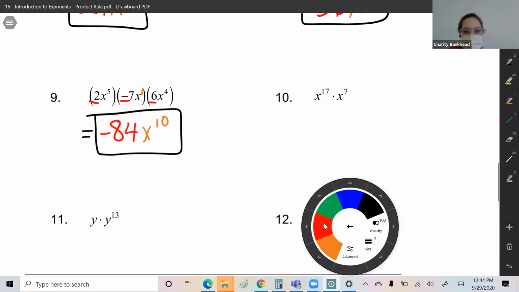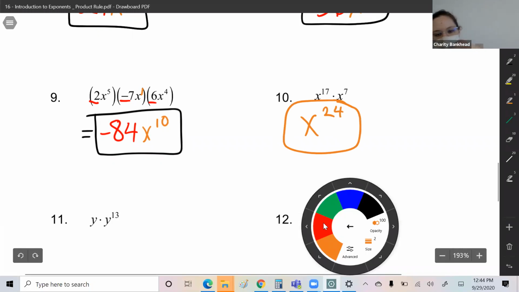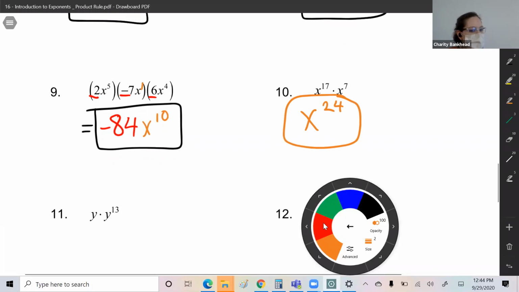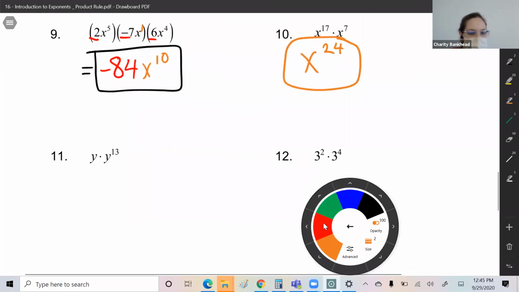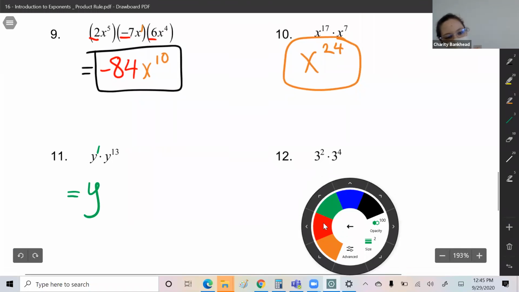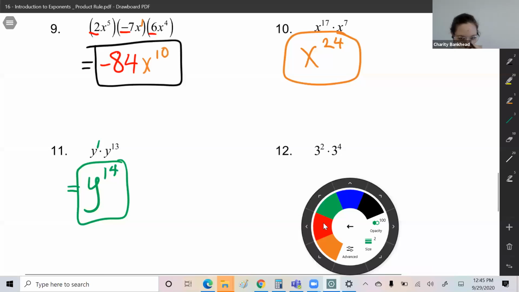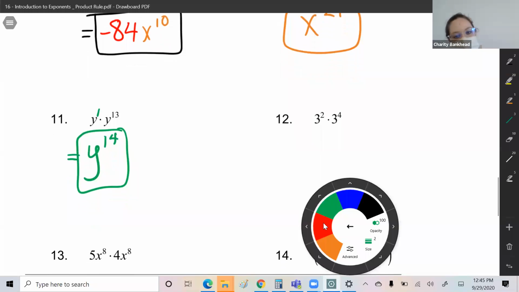And then number 10, just add the exponents. 17 plus 7 would be 24. So that's x to the 24. Number 11, y times y to the power of 13. So that is invisible power of 1 right there. 1 plus 13 is 14, so that's y to the power of 14. And then number 12, add the exponents. So 2 plus 4 would be 6, 3 to the 6th power.